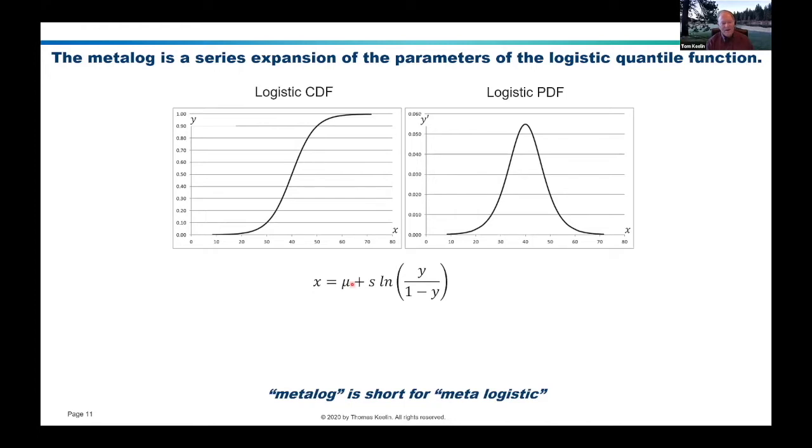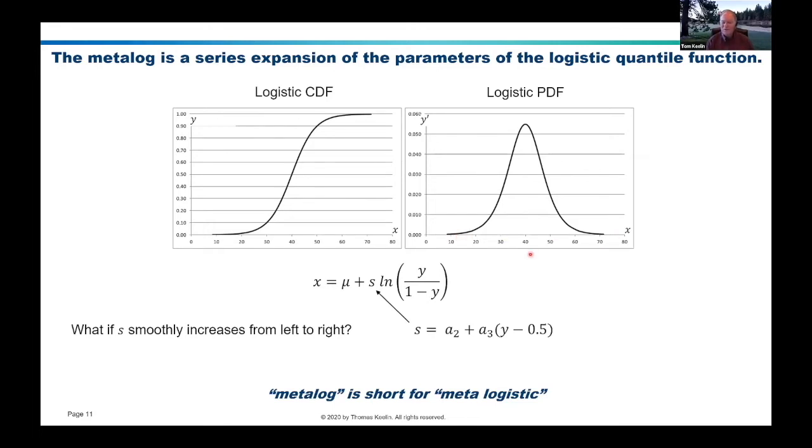Anyway, the Metalog, what is a Metalog? Metalog is short for metalogistic. It is a modification of the logistic distribution. Well, what modification is that? Well, I started off with a thought. The thought was, what if this standard deviation s, instead of being a constant, were to smoothly increase as you go from left to right on the density function? Standard deviation gets bigger and bigger and bigger as you go from there to there.